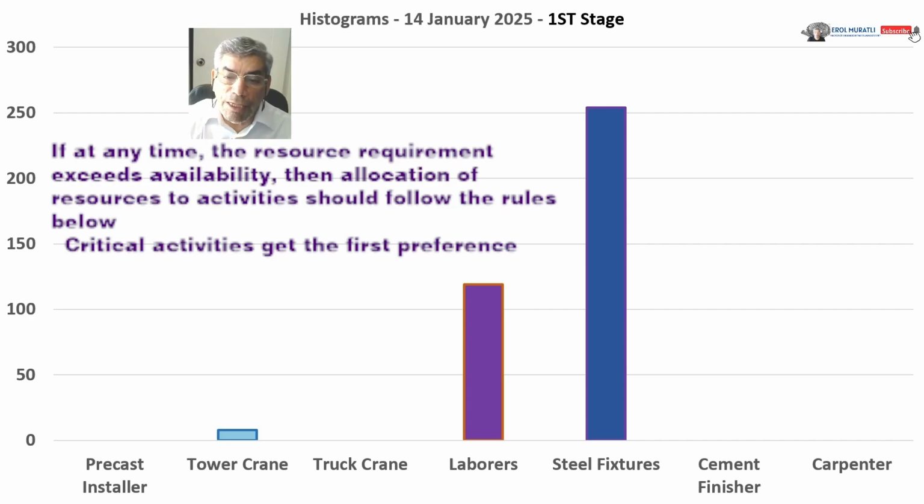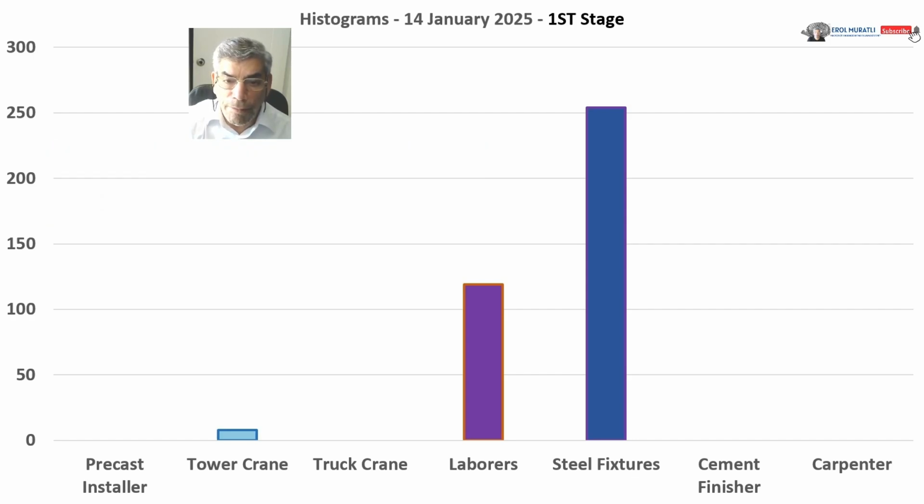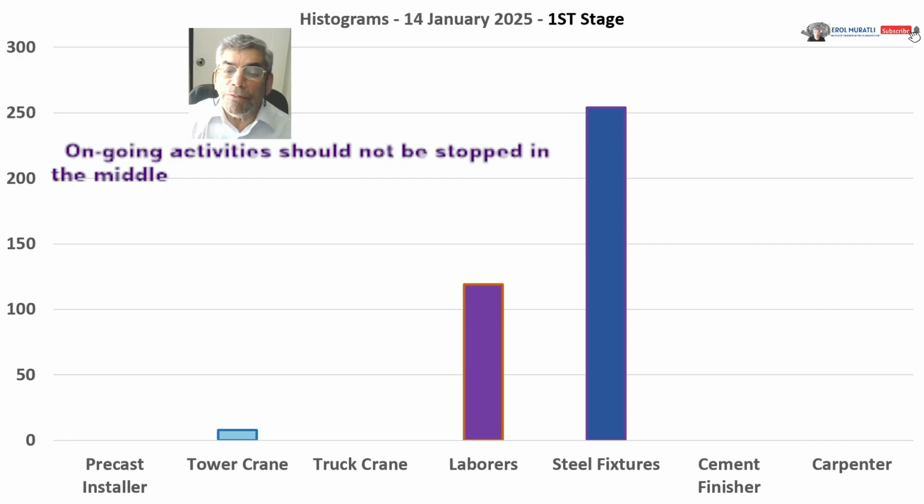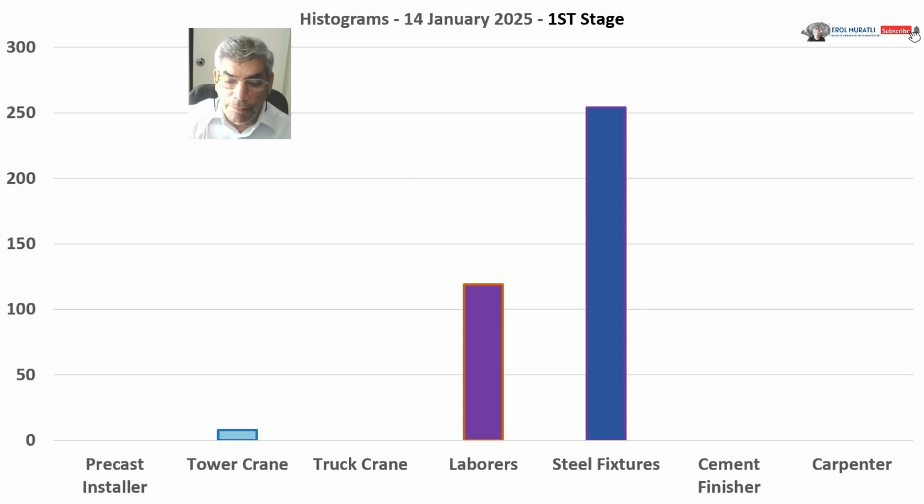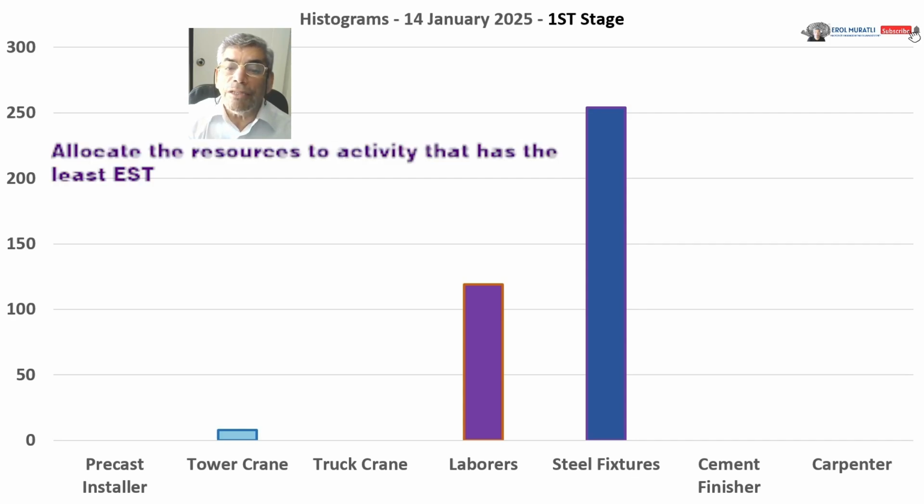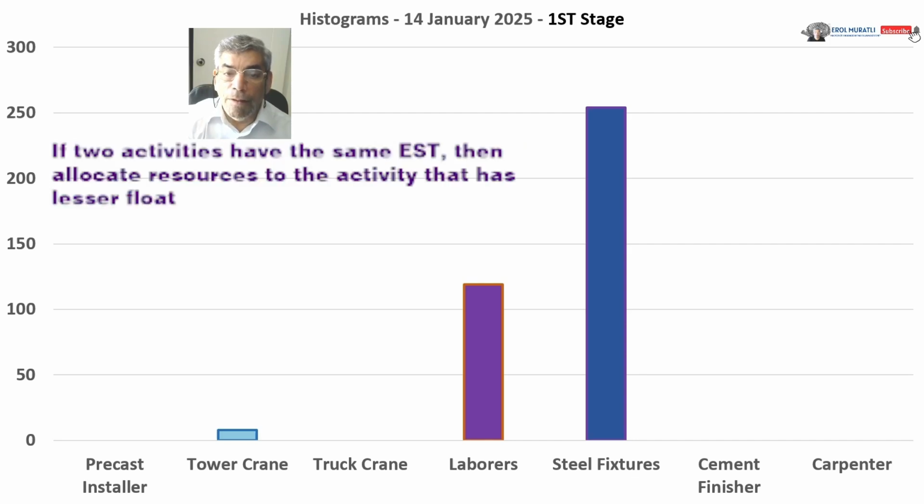Critical activities get the first preference. Ongoing activities should not be stopped in the middle. Allocate the resources to the activity that has the least estimation. If two activities have the same estimation, then allocate resources to the activity that has lesser float.